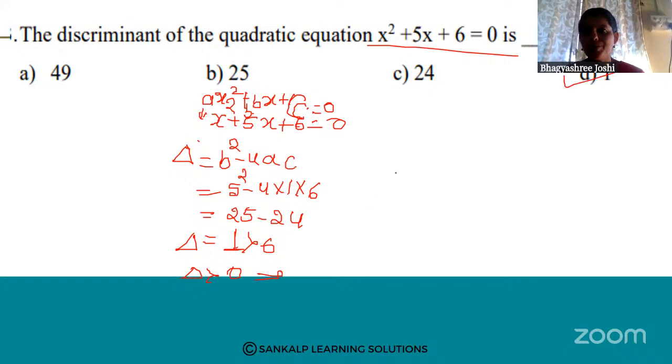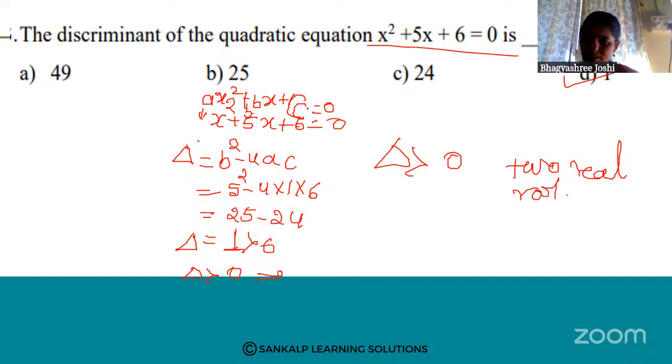Now tell me the nature of the roots. Here delta is greater than 0. So the nature of the roots is that two real roots exist, right? So two real roots exist.